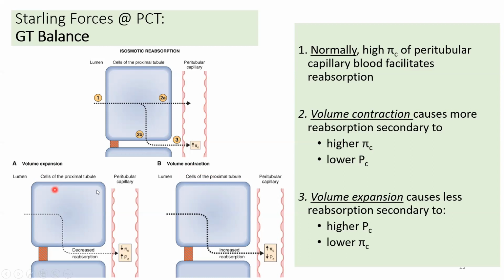See how GT balance saves the day in this scenario. When the volume was expanded, you do your normal GFR, the filtrate comes here, but check the status of the blood now. The peritubular blood has higher hydrostatic pressure and decreased oncotic pressure. Again, if you don't understand how this happened, please refer back to the Starling forces discussion in the earlier lectures and come back to this.